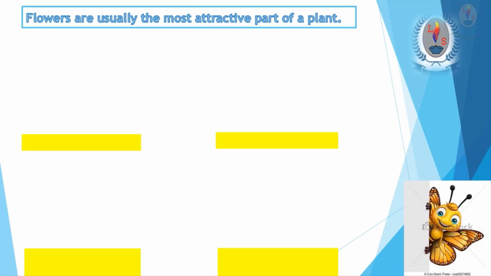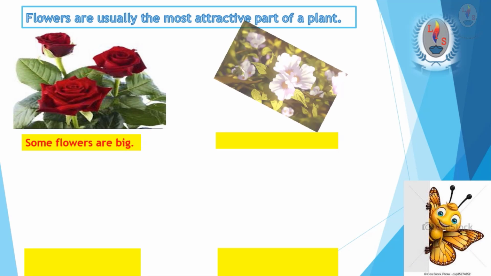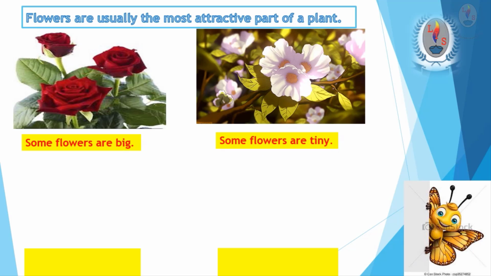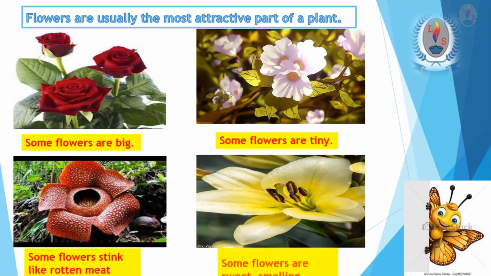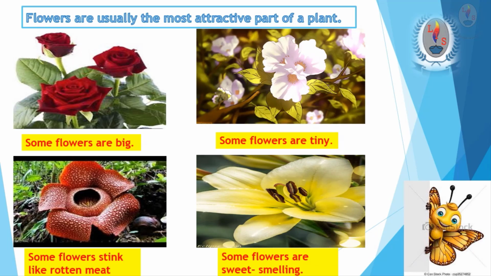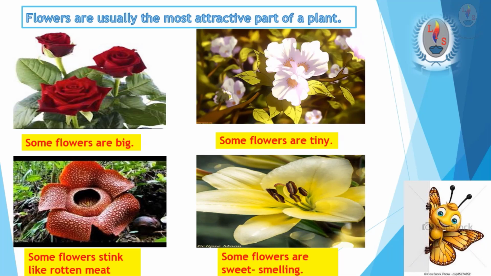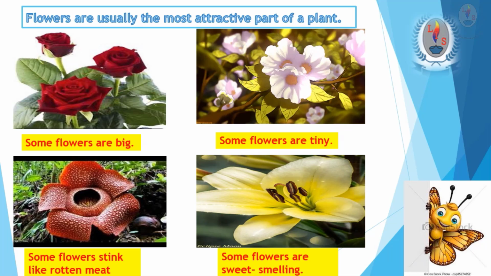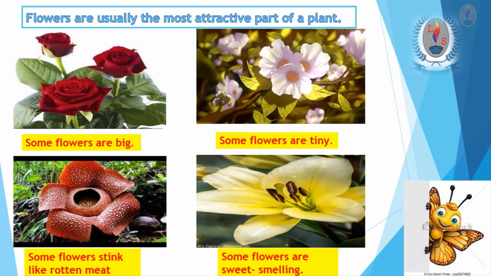Children, do you know, flowers are usually the most attractive part of a plant. Some flowers are big. Some flowers are tiny. Some flowers stink like rotten meat. Some flowers are sweet smelling. So children, there are big flowers, tiny flowers, sweet smelling flowers and bad smelling flowers.